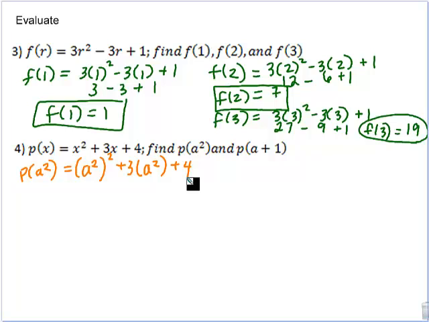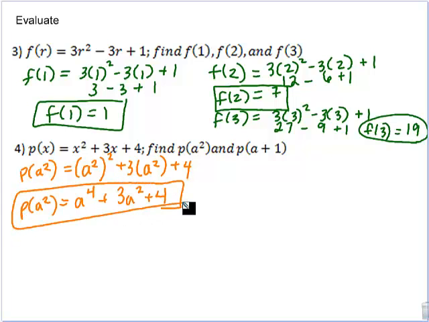We have to simplify that. So a squared squared, what does that give us? Yep, a to the 4th plus 3a squared plus 4. So that's our p of a squared. Is that okay? Okay, we're going to do it with one other one.